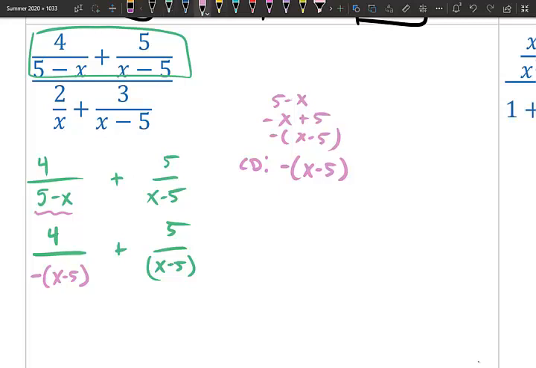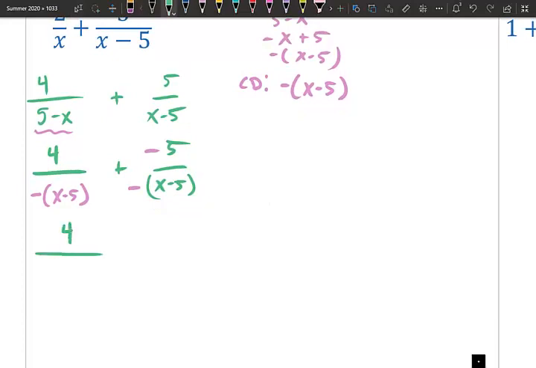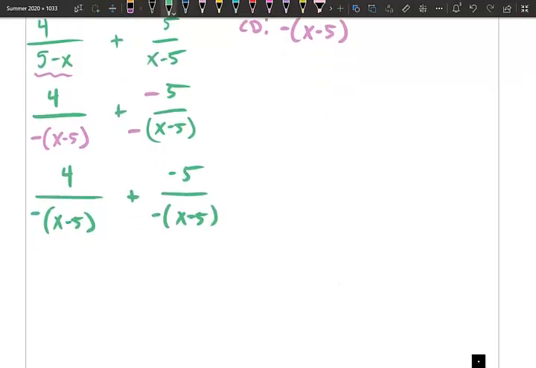So if we look at the first one, it is the common denominator. The second one is only missing the negative, so I just have to put a negative on each. So we have 4 over negative x minus 5 plus negative 5 over negative x minus 5. So we could do 4 minus 5, that's negative 1 over negative x minus 5. So that's what the top comes to.